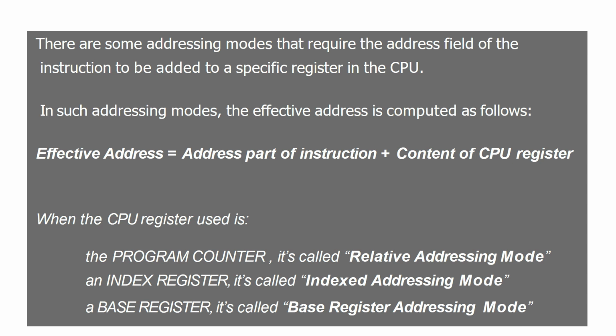Now there are some addressing modes that require address field of the instruction to be added to a specific register in the CPU. In such addressing modes, the effective address is computed as follows. Effective address is equal to address part of the instruction plus content of the CPU register. When the CPU register is program counter, it is known as relative addressing mode. When the CPU register is index register, it is known as indexed addressing mode. When the CPU register is the base register, it is known as the base register addressing mode.